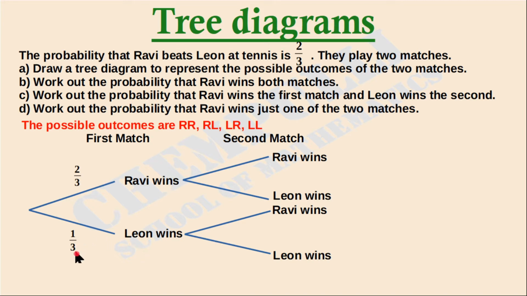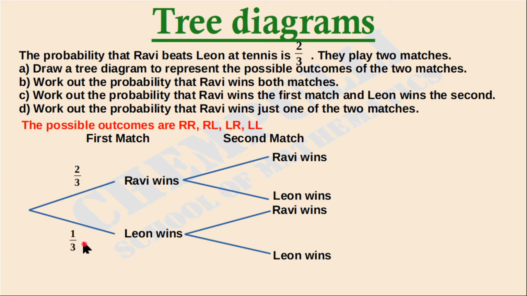In this tree diagram case, if you take this branch, the sum of this branch is always equal to 1. If you know one value, to find the other value, take 1 minus that particular value, then we will get the other value. Okay, here in this case, one value we know is 2 over 3.